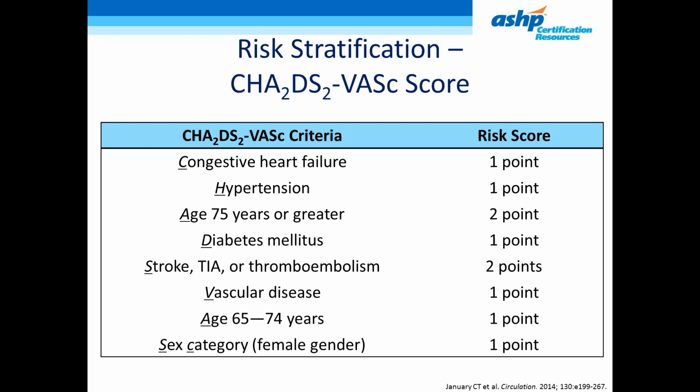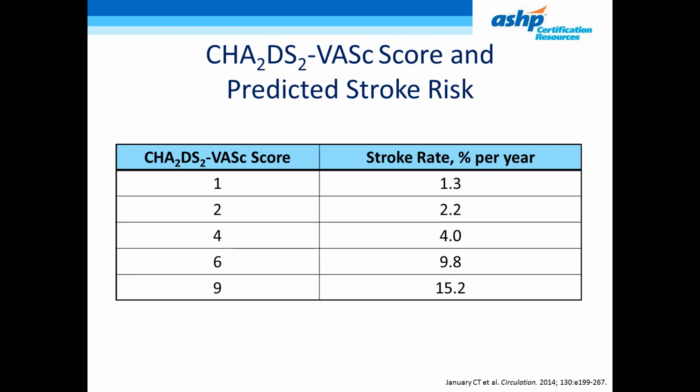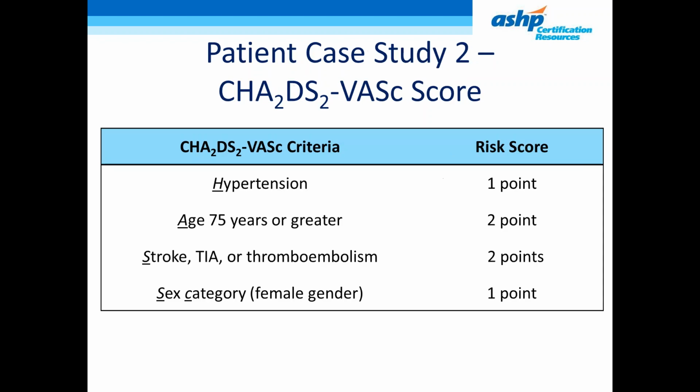What you would do is that you would assess each patient and their individual risk factors to determine what their risk score is. What we see is as the CHA2DS2-VASc score risk factors increase, the rate of stroke increases. So you can see that a patient with a CHA2DS2-VASc score of 1 has an annual anticipated stroke rate of 1.3%. As the score increases to 6, for example, then the rate of stroke is 9.8%, and as the score increases to 9, 15.2% risk of stroke per year.